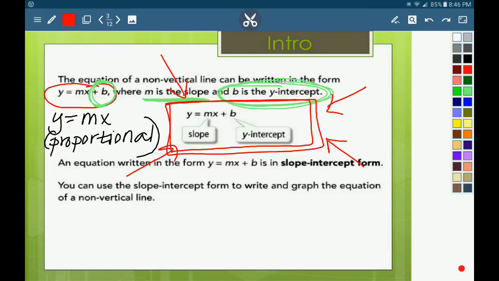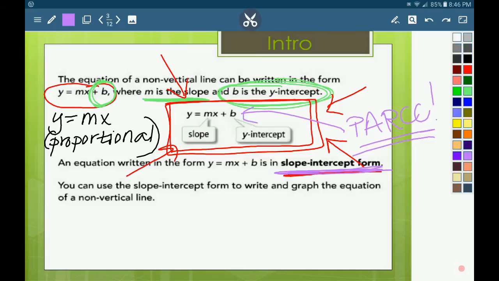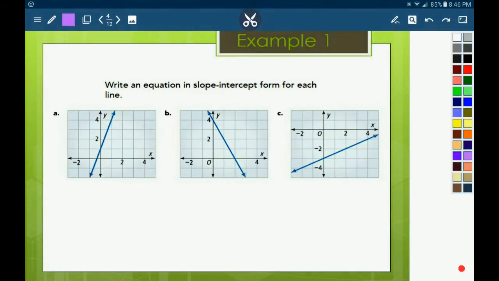It says an equation written in the form y equals mx plus b is in slope-intercept form. It is very important that you understand what the form is called, because when you get to Parcc, it is going to ask you to put things in slope-intercept form, and they're asking for y equals mx plus b. You can use the slope-intercept form to write and graph equations of a non-vertical line. So let's take a look at our first example.